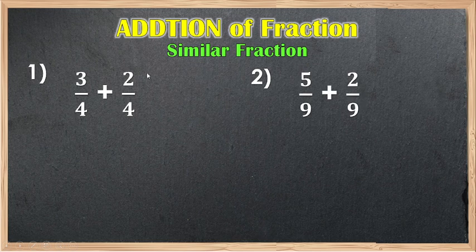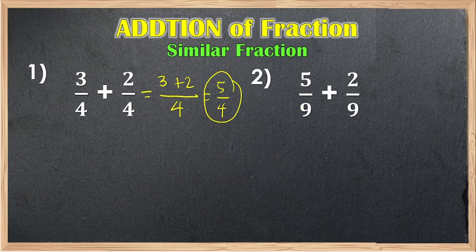Now, let's solve example number 1. How do we add similar fractions? First, you just add the numerators. So how do we add? We have to add 3 plus 2, and then copy the denominator 4. 3 plus 2, the answer is 5. And then copy the denominator 4. So therefore, the answer is 5 over 4. Okay, that's it. As simple as that.